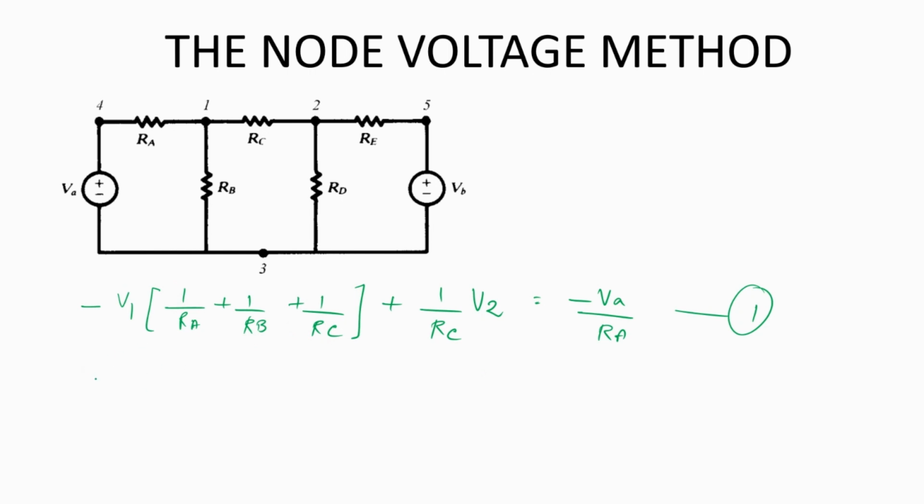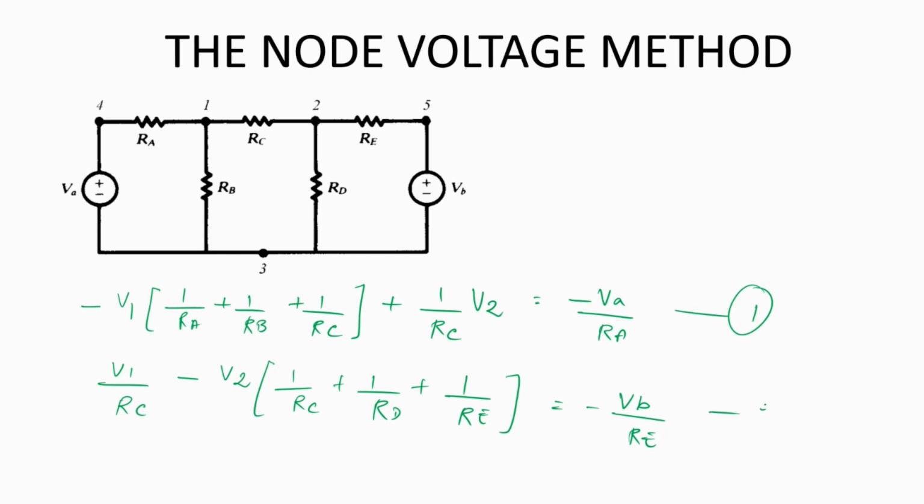Again, we apply the same approach for the second KCL equation and we get V1 by RC minus V2 (1 by RC plus 1 by RD plus 1 by RE) is equal to minus VB by RE. So this becomes the second KCL equation. If we look at this, we have two unknown voltages, namely V1 and V2. So these are the two unknown voltages.